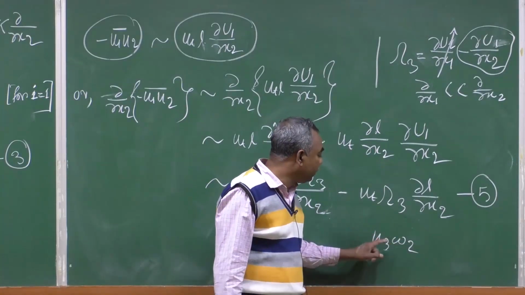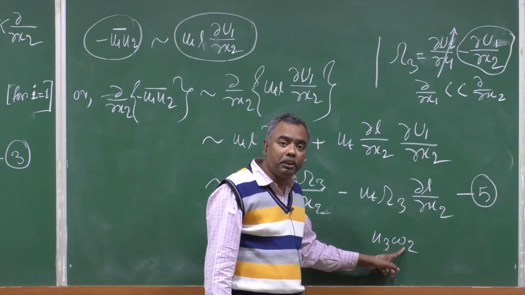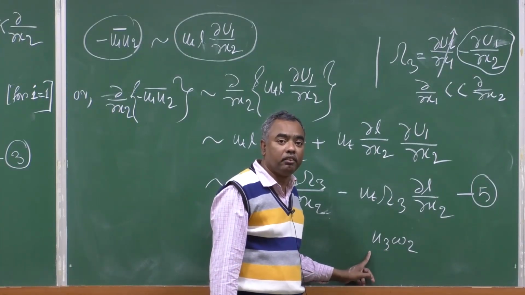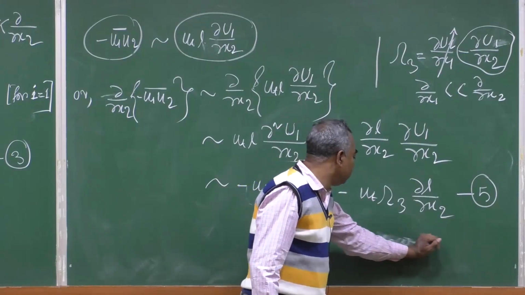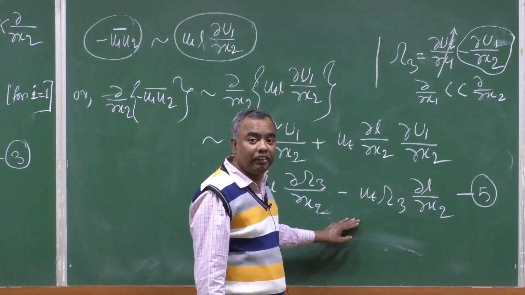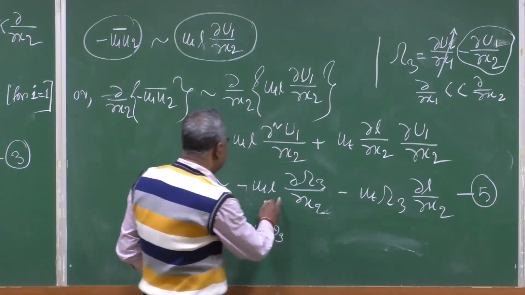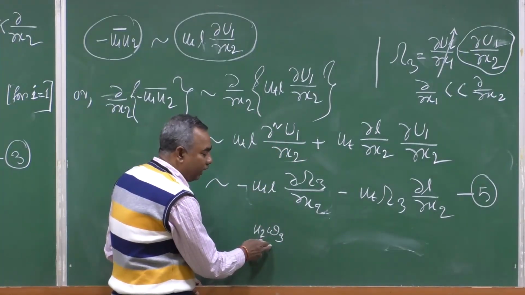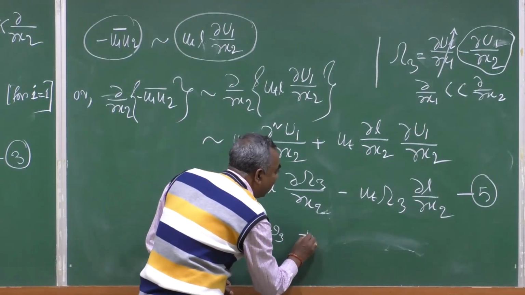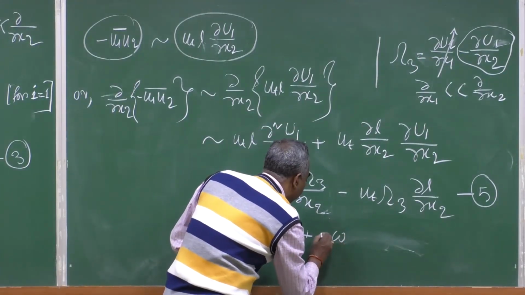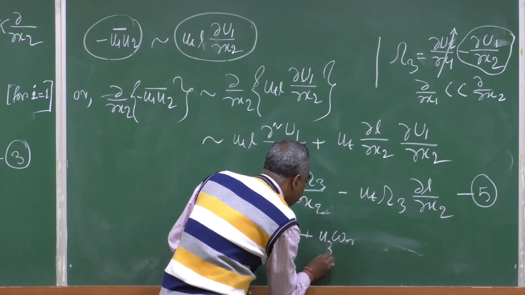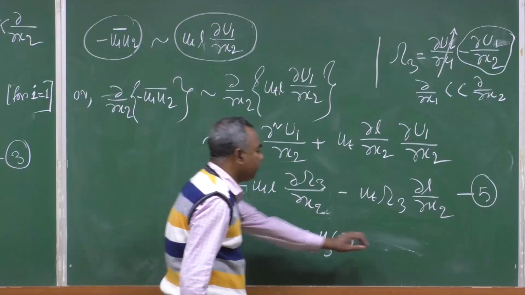So, we cannot say that u3 omega 2 is the transport of omega 2 by u3, we cannot say that. So, then what is this? This is related to the change of scale. This term anyway we can correlate with this. So essentially this term plus this is equal to u3 omega 2. Okay.